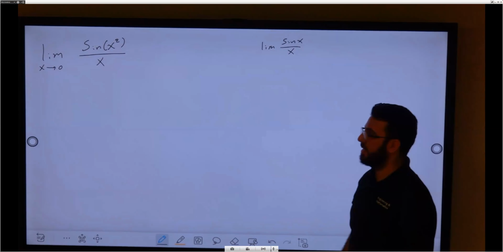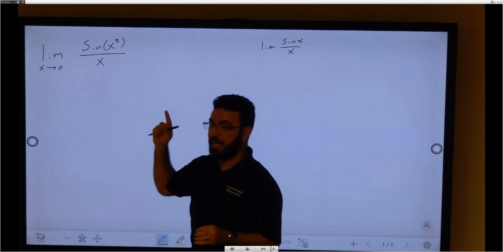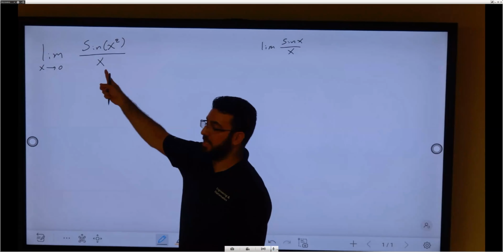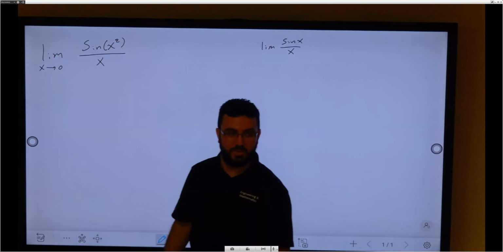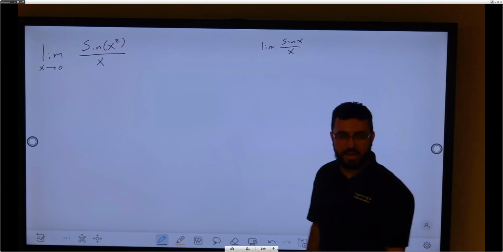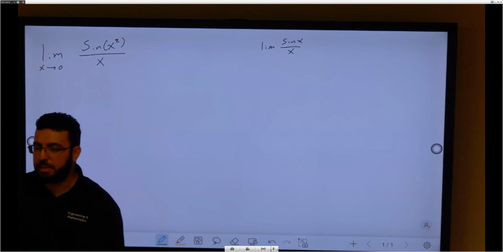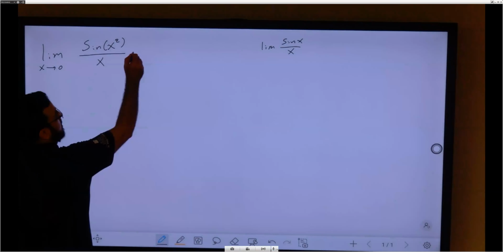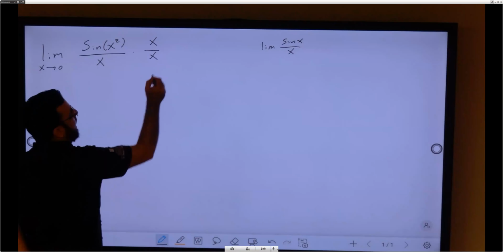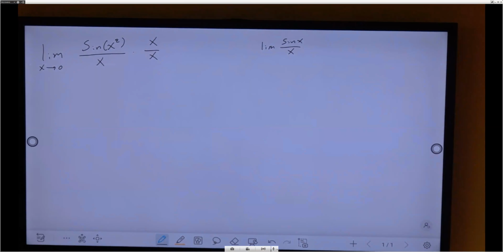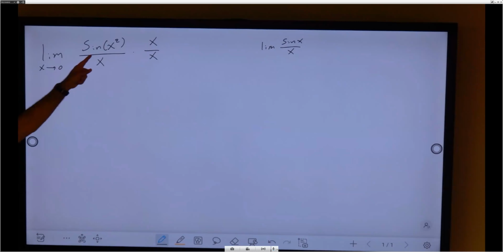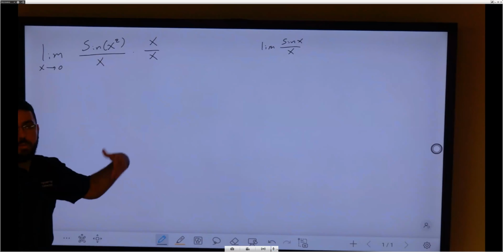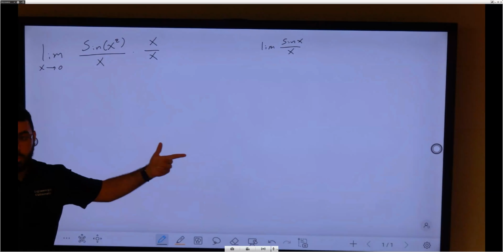can I add? Not add, but can you make this x into an x squared? Yes or no? Yes. How? By multiplying by x. If you multiply by x, you have to divide by x. So you're going to multiply by x over x. Because x over x is just 1. That means I'm multiplying the whole thing by 1. So I'm not going to change the value of the limit of sine x squared over x, because I'm multiplying the whole thing by 1, which is x over x.